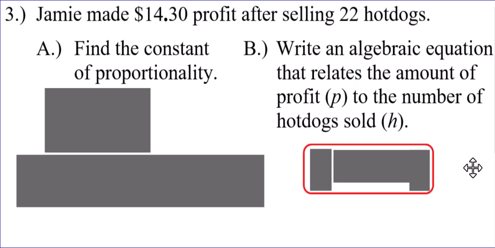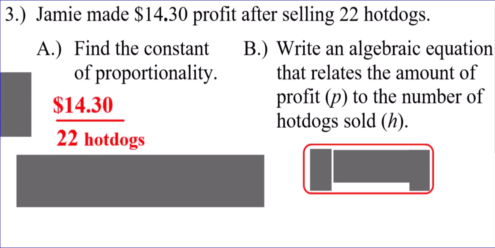All right, let's try number three together. Pencils in your hand. Jamie made $14.30 profit after selling 22 hot dogs. Okay, how are we going to set up our work for part A to find the constant of proportionality? Will we put the money on top, or will we put the number of hot dogs on top? Do I want profit per hot dog or hot dogs per profit? Well, as I've taught you before many times, when money is involved, the money will go up on top. So that way it's the first part of your unit rate, the profit per hot dog. So profit on top, that's the money, number of hot dogs on bottom.